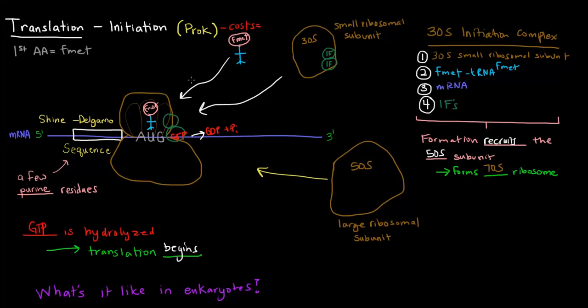You form the initiation complex with the small ribosomal subunit, the initiator tRNA, the mRNA, and some initiation factors, and then that'll recruit the larger ribosomal subunit, and once that's there, you hydrolyze a GTP, and then translation begins. Hope that video was helpful.